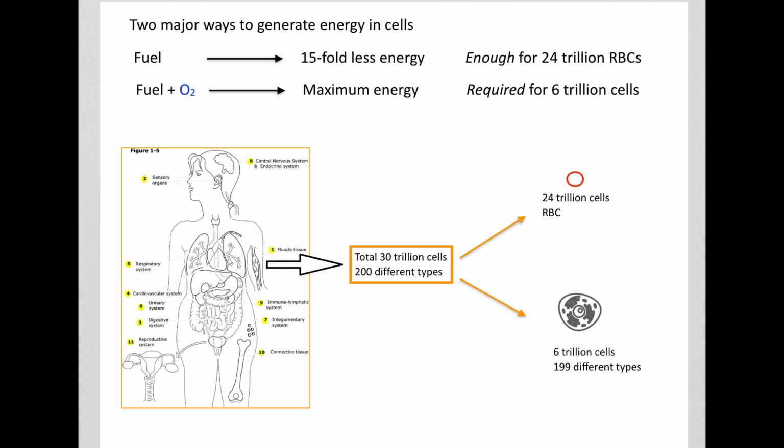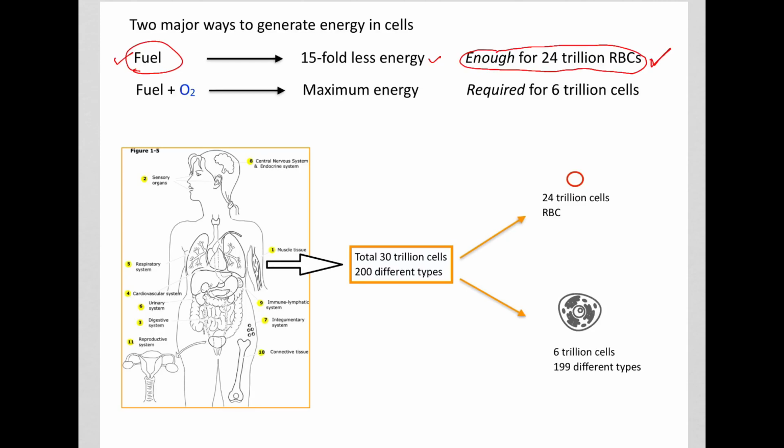So there are two major ways by which our cells can generate energy. One is directly from a fuel. In this case, we get much less energy, about 15-fold less energy, but this is sufficient for 80% of our cells. So out of 30 trillion cells, the 24 trillion red blood cells, this is enough. Just getting ATP directly from fuel.